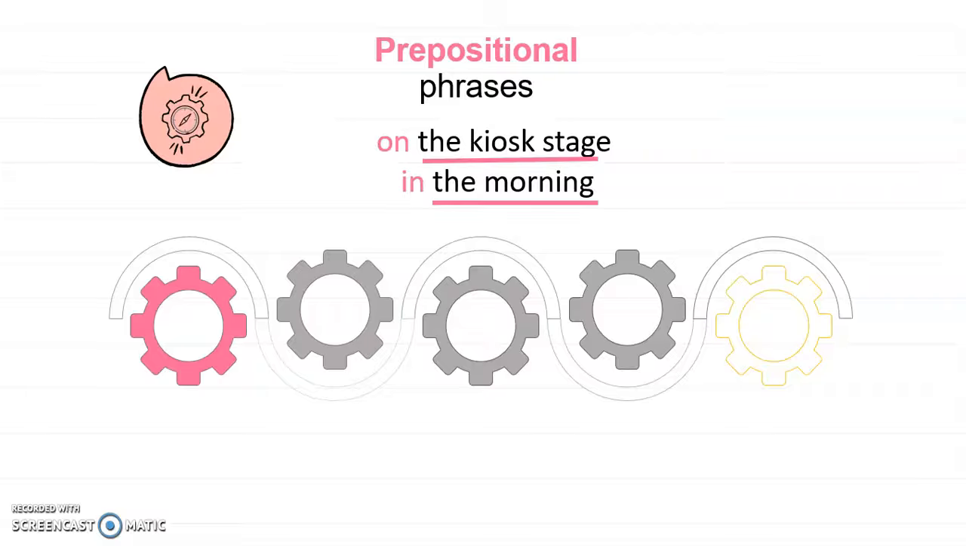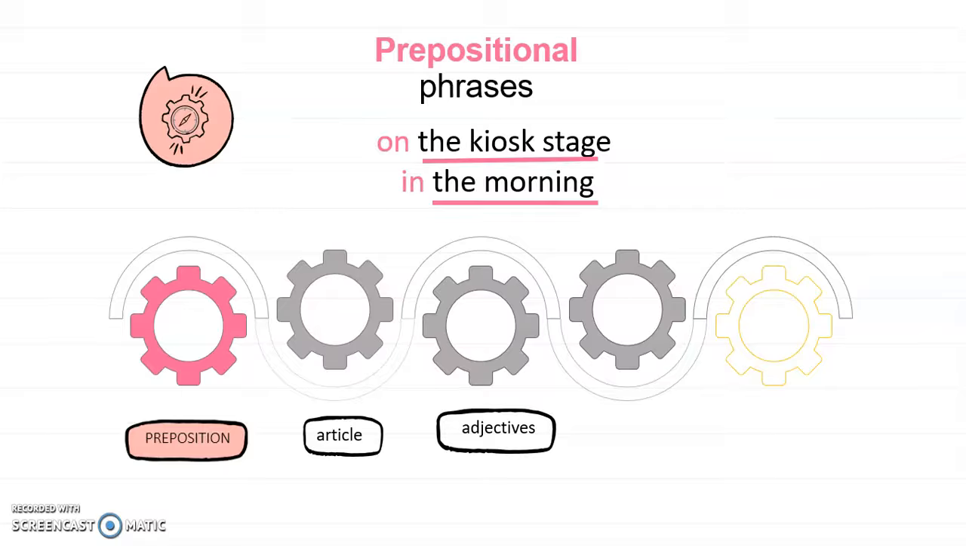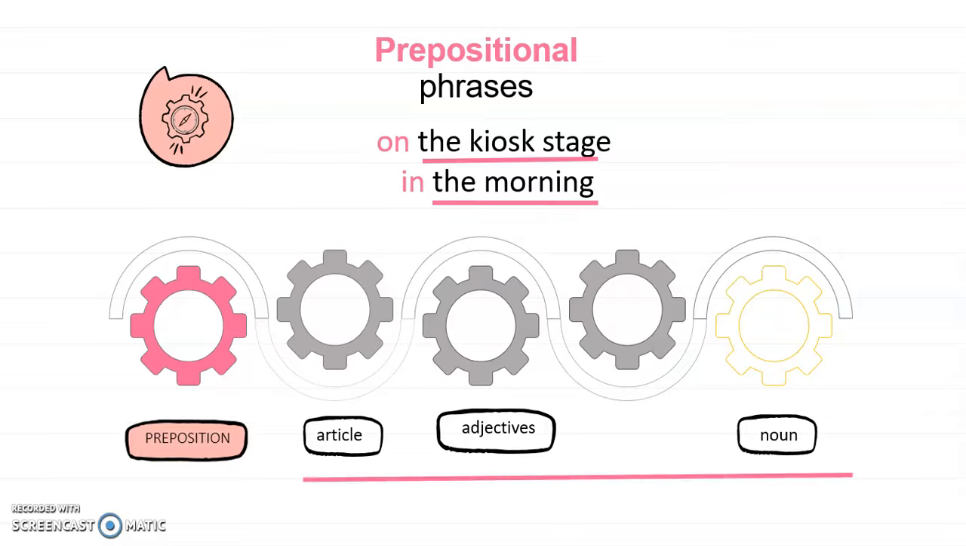The preposition goes at the beginning. And then you have similar elements to the noun phrase: an article, adjectives, and noun. These are the complements of the preposition. And they create together the prepositional phrase.